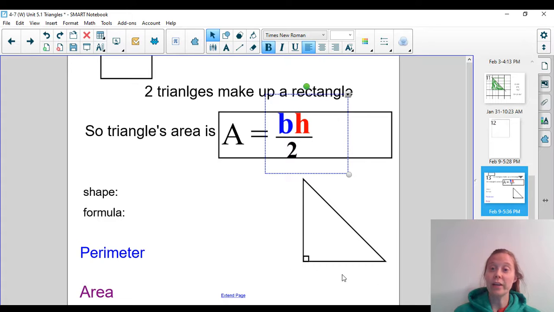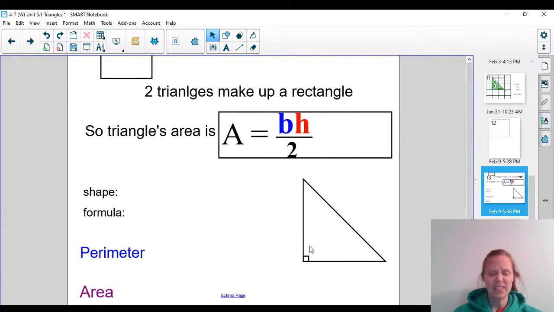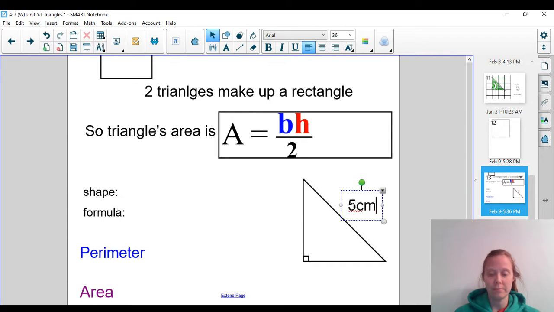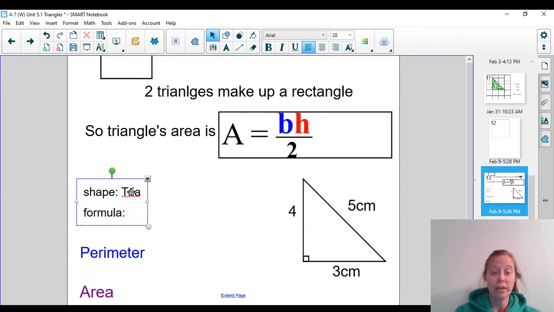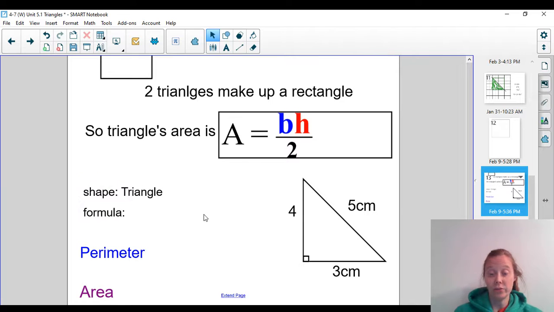So let's look at this triangle right here. I'm going to give it some side lengths. Let's say we have 5 centimeters here, 4 centimeters here, and 3 centimeters over here. So this shape has 3 sides. It's a triangle.